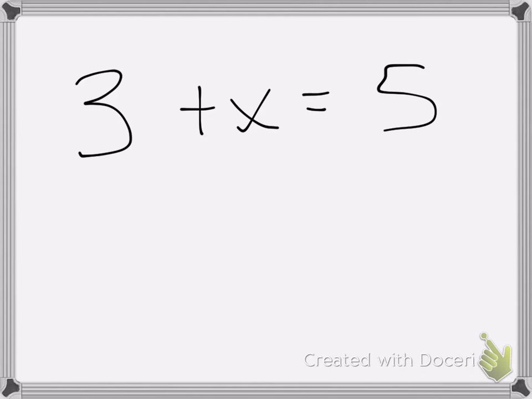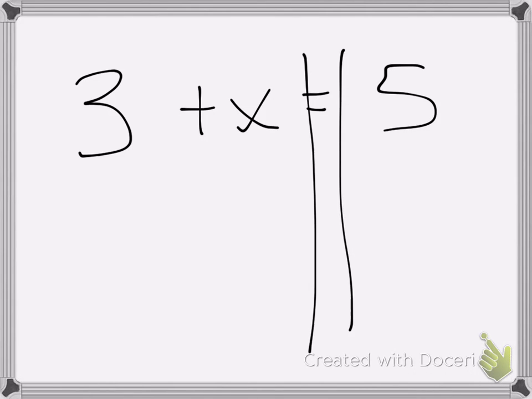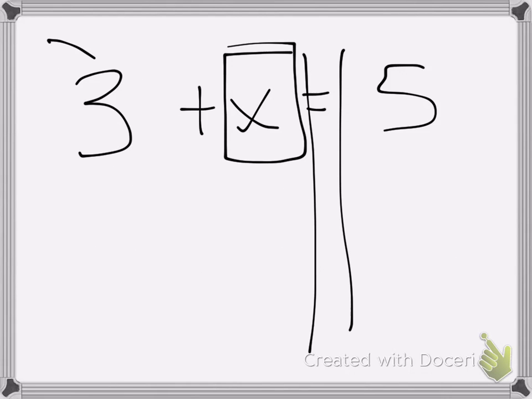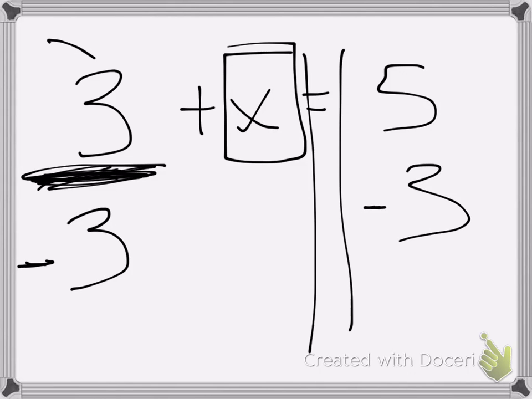We need to get everything away from my x. So I need to get rid of the 3. This is a positive 3. So in order to get rid of adding positive 3, I need to subtract. If I do it to one side, I have to do it to the other. So I subtract 3 from this side and from this side.